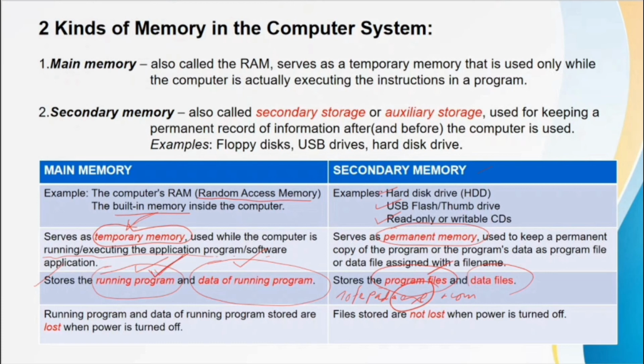And the instructions to execute that application program are stored in the RAM or the main memory. And the last item here in our comparison is that the running program and data of a running program are lost when power is turned off, while the files stored in the secondary memory are not lost when power is turned off. They are still there in the hard disk or in the USB flash drive, unless you deliberately delete them from the hard disk or USB flash drive. So these are the two kinds of memory in the computer system.